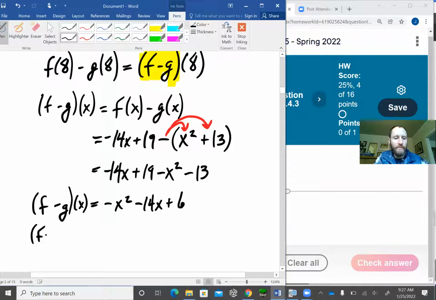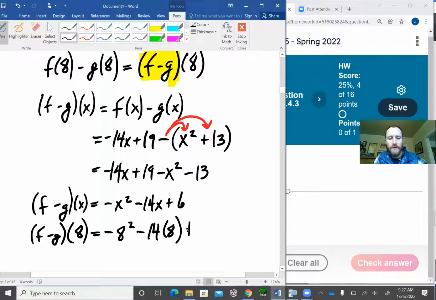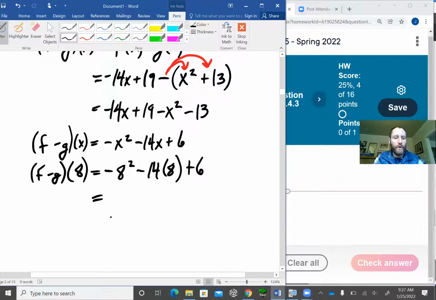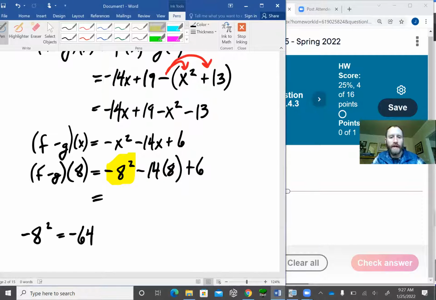And so now if I want f minus g of 8, I can just plug 8 into this new formula. So negative 8 squared minus 14 times 8 plus 6. Okay, and so at this point, I'm just going to get this answer in my calculator. Now, I do want to point something out. Negative 8 squared, if you look at that first term right there, that's actually going to be negative 64. Notice the negative is sort of outside the square, and that's because in the formula, the negative is right here, right? So the square does not go to the negative.